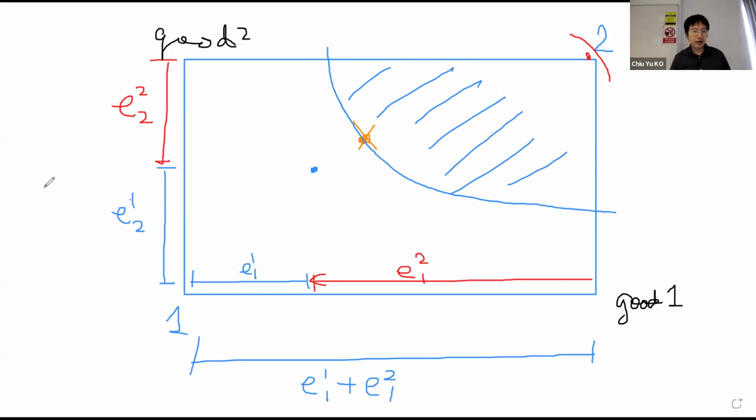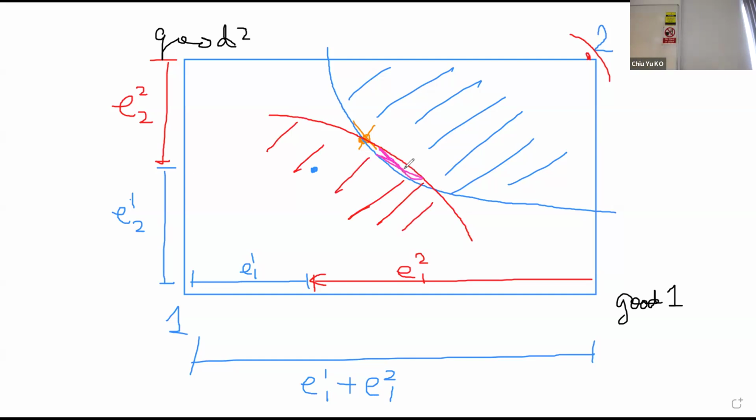And for agent two, the indifference curve can be anything, but suppose this is the one. That means this area is good for him, right? So this is not Pareto efficient. Why? Because this purple area is the area where, if you reallocate to anything in the pink area, it is better for both.